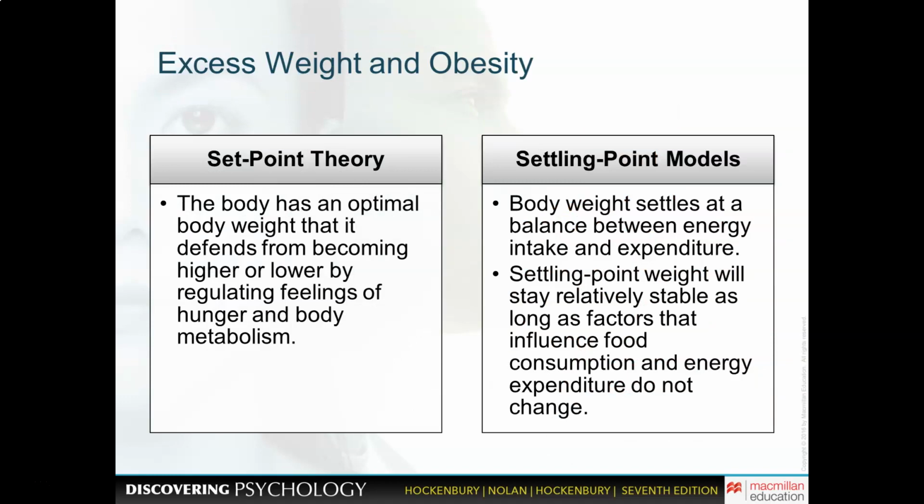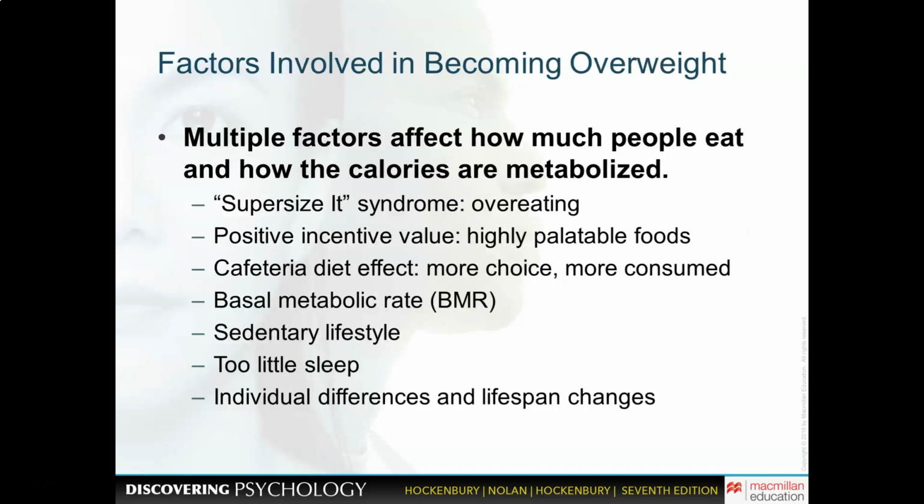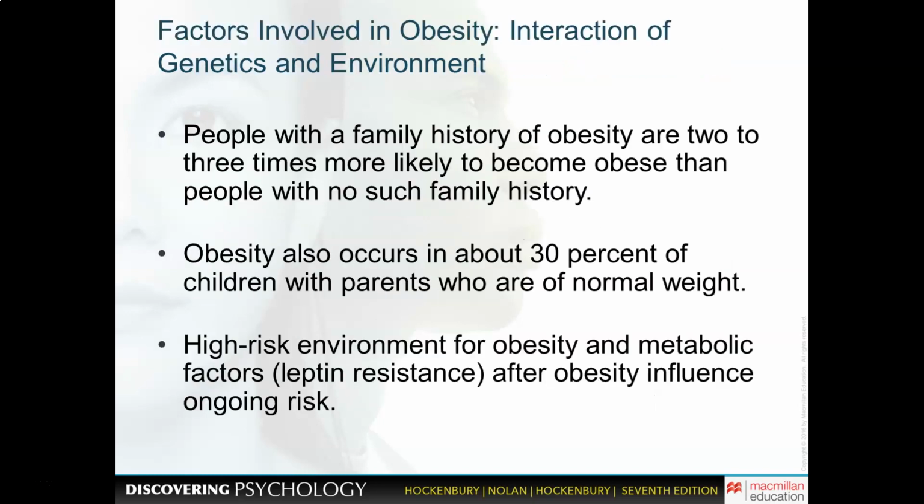Now we talk about excess weight and obesity, and there's what's called set point theory, and all that refers to is the body has an optimal body weight that it defends from becoming higher or lower by regulating our feelings of hunger and body metabolism. And this just talks about some of the factors involved in becoming overweight. I'm going to move on.